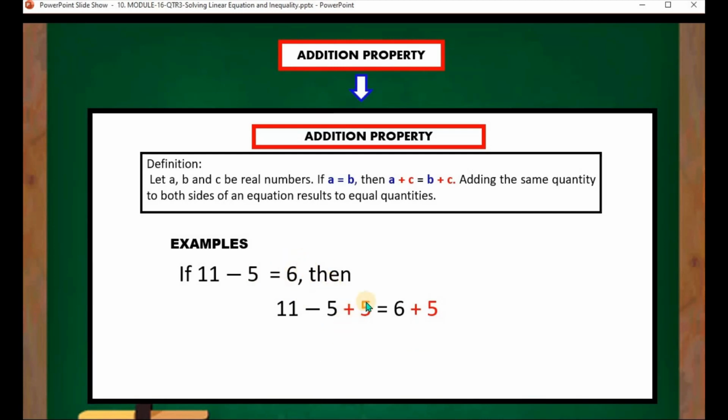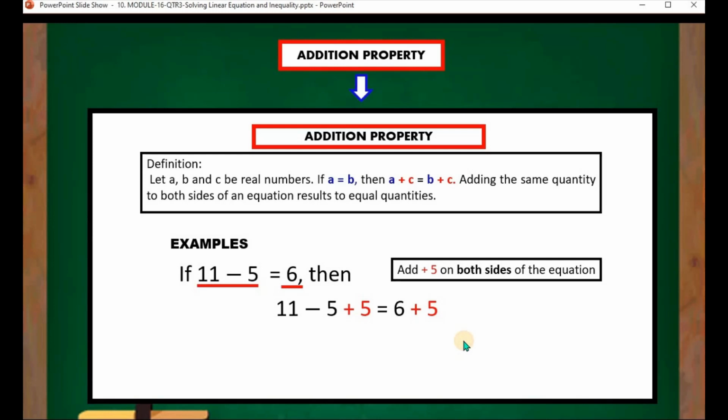So, in this case, we added 5 on the left side. What we did on the right side, we also add 5 to make it balance because there is an equal sign between these two expressions. So, therefore, what did we do? We add 5 on both sides of the equation. When we add 5 on both sides, see what happened on this?